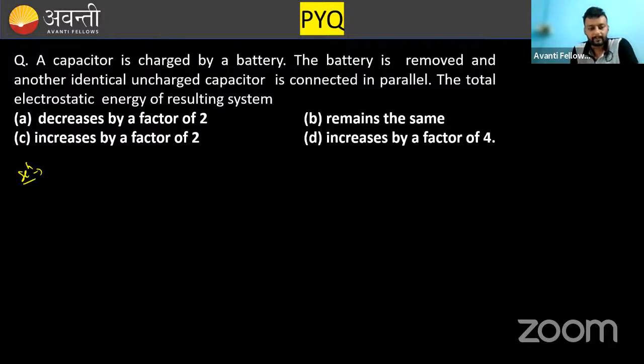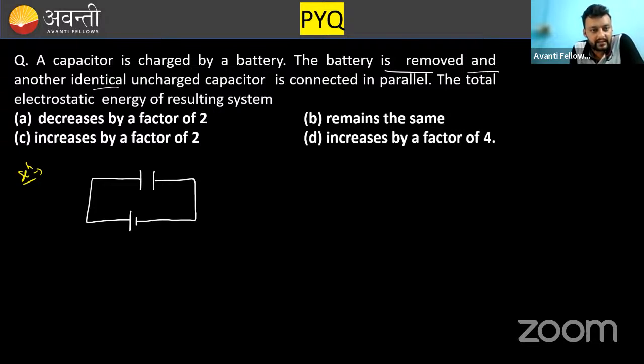I will explain the question. A capacitor is charged by a battery. Okay, so there is a capacitor. Let's suppose this is the capacitor, and this capacitor is charged by a battery. The battery is removed and another identical uncharged capacitor is connected in parallel.